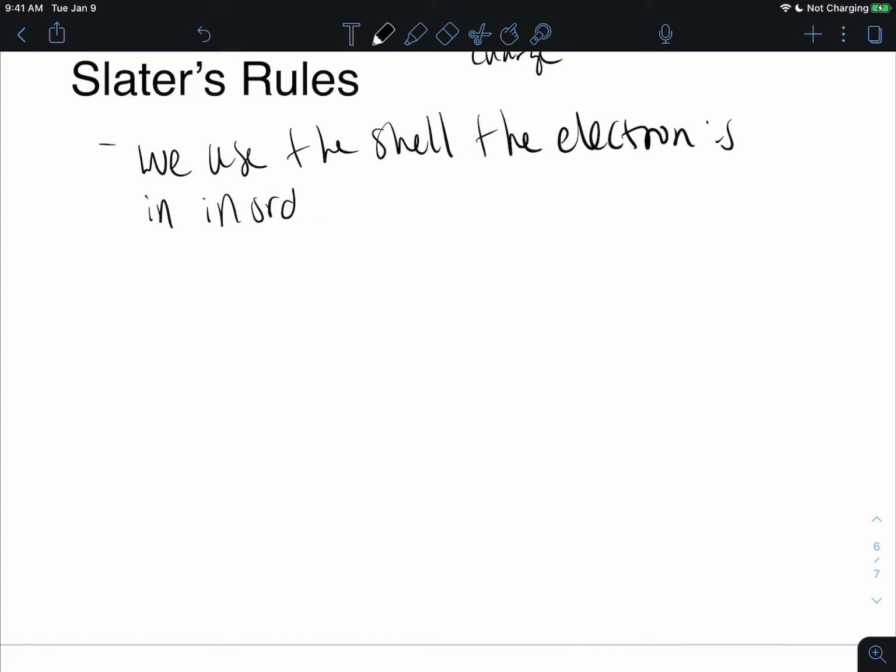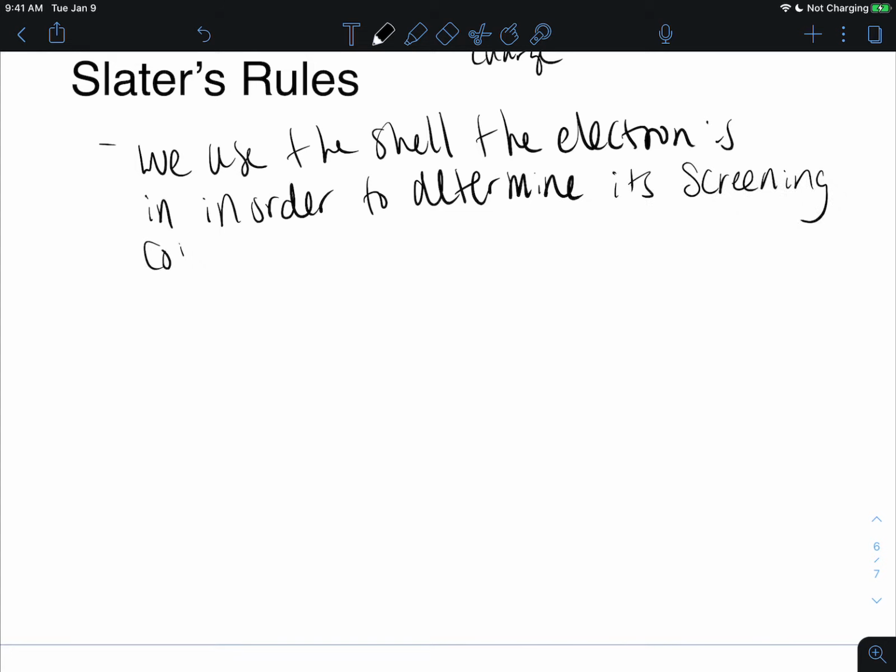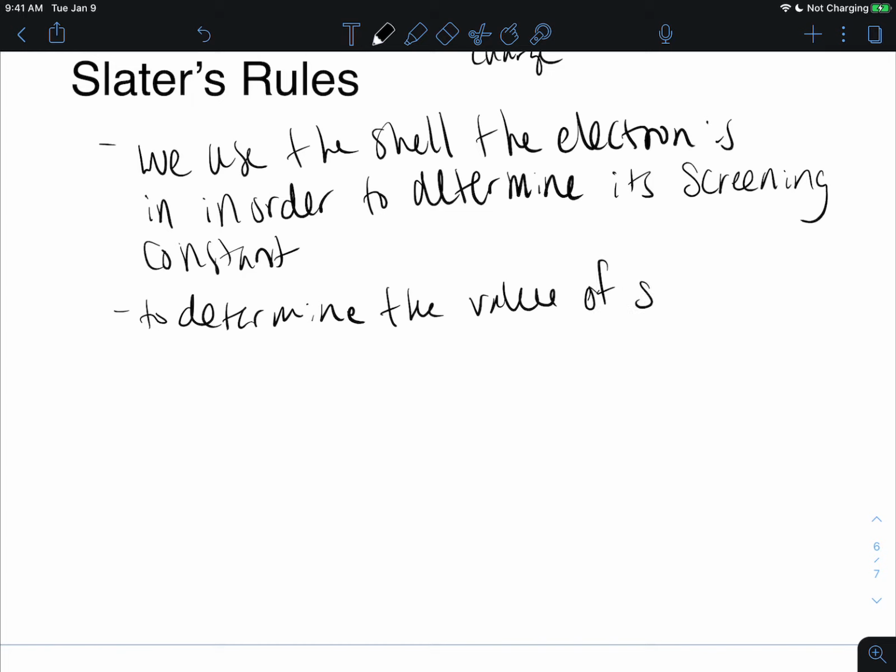in order to determine the screening constant. So to determine the value of S, we use the following steps.